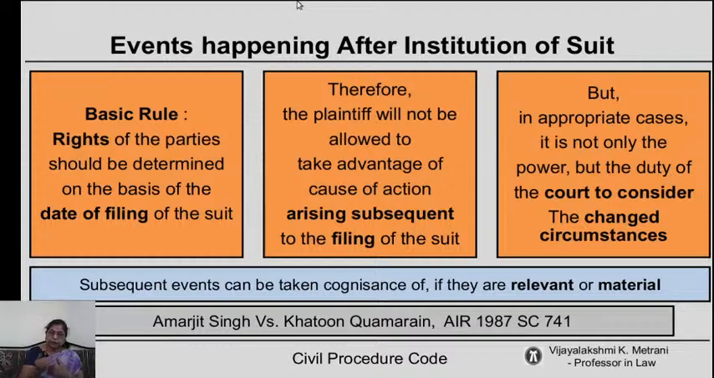Then whether that changed circumstances can be considered by the court.